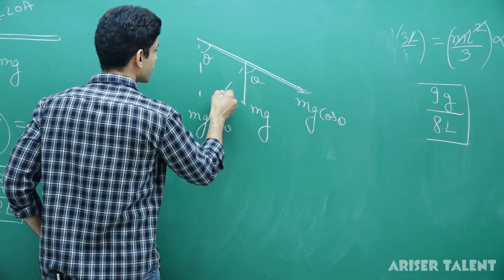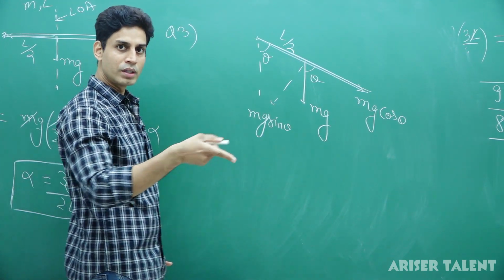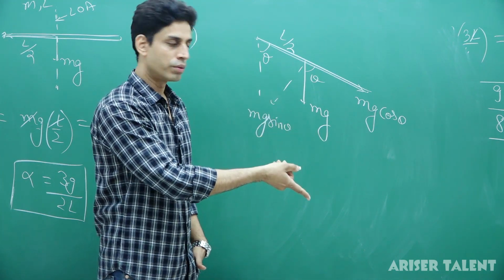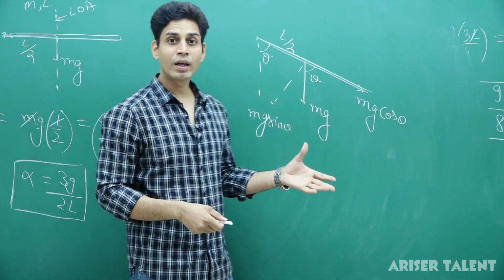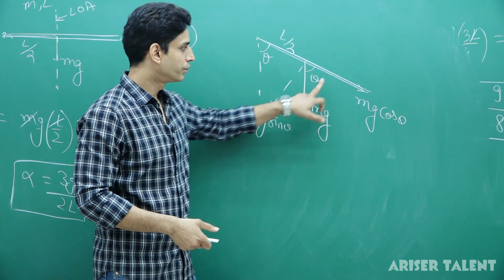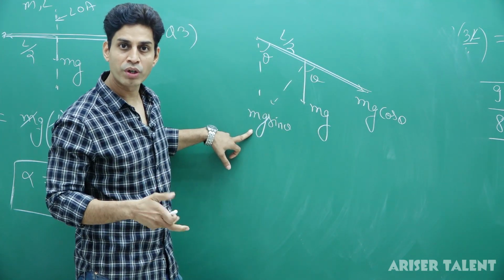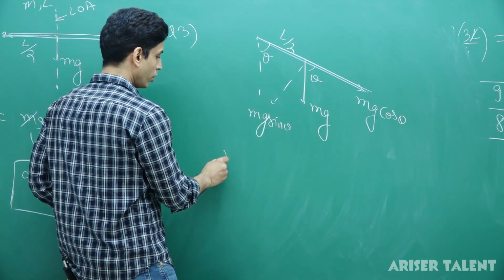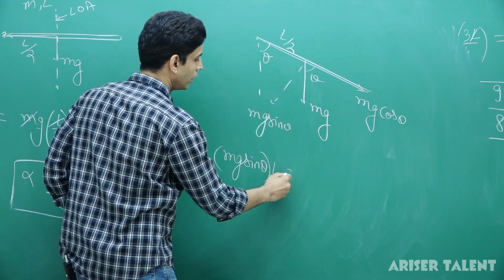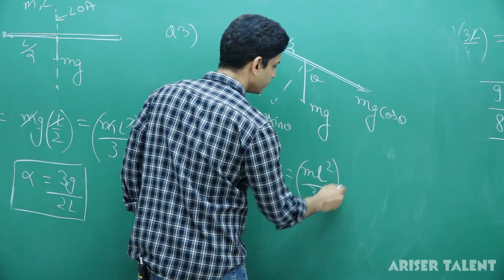So, the perpendicular distance of this mg sin theta from the axis is L by 2. No, line of action is not involved here. I'll solve it by that method also. I'm just telling you another way so that you'll be able to feel it. mg cos theta and mg sin theta. Only this is the force which is responsible for its rotation. So this force will provide the torque. So mg sin theta, perpendicular distance is L by 2, and that is equal to I alpha. I is mL square by 3 into alpha.